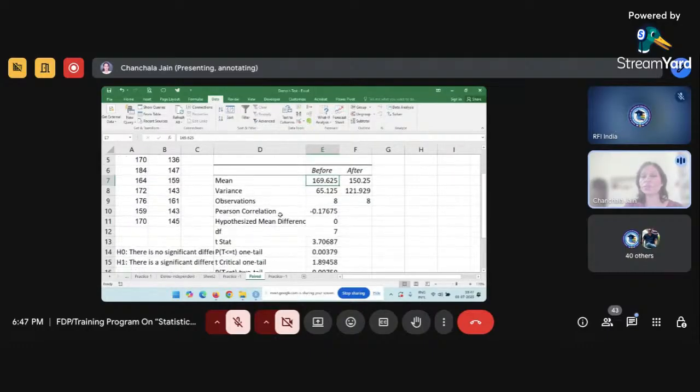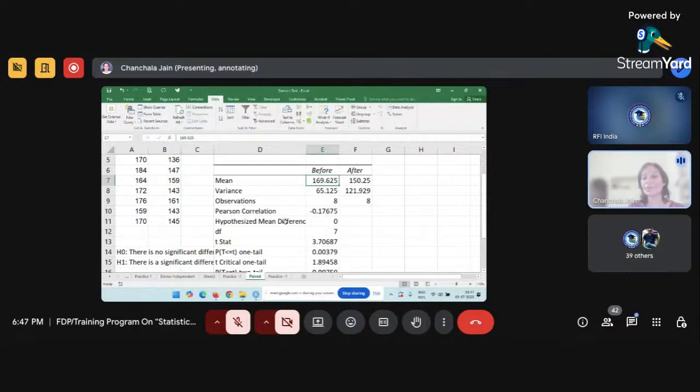Pearson's correlation will always come when you are talking about the paired samples t-test, as there is a pairing in the samples. So you always get the correlation value. It is indicating there is a weak correlation in the two different groups, before and after. But it is negative. That means somewhere there is an impact of the weight, somewhere there is an impact of the diet plan.